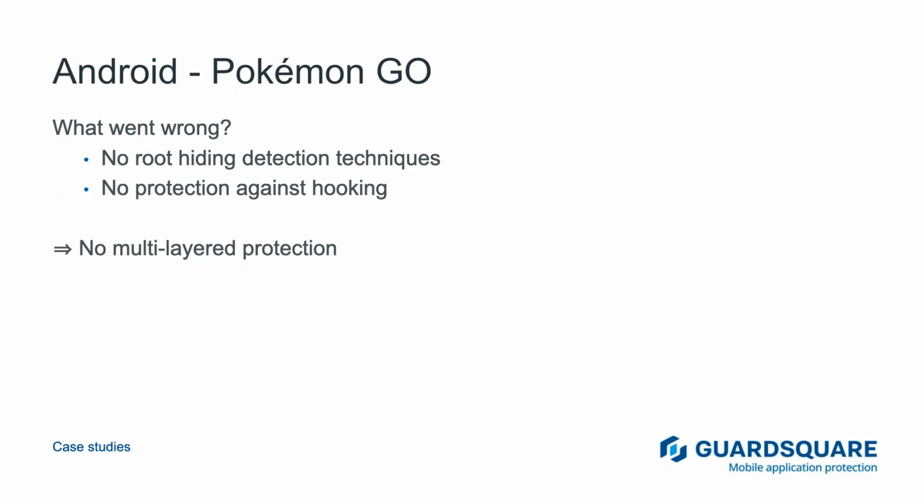So what went wrong here? Well, they had a root detection, but they didn't have any root hiding detection techniques in place. So with RootCloak, you could easily hide that the device was rooted. And of course, as these root hiding detection techniques rely heavily on hooking, they also didn't implement any protection against hooking itself to prevent this kind of attack. So in the end, again, you could say that no multi-layered protection was applied, and therefore it was quite easy to bypass it.